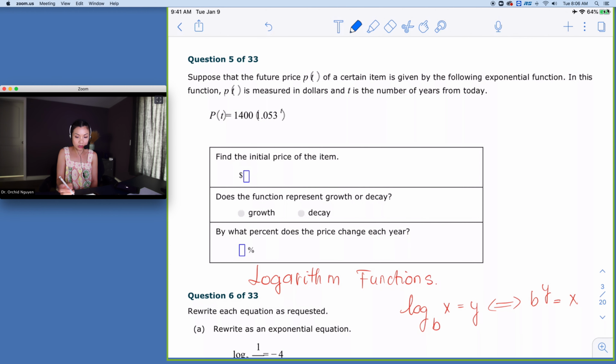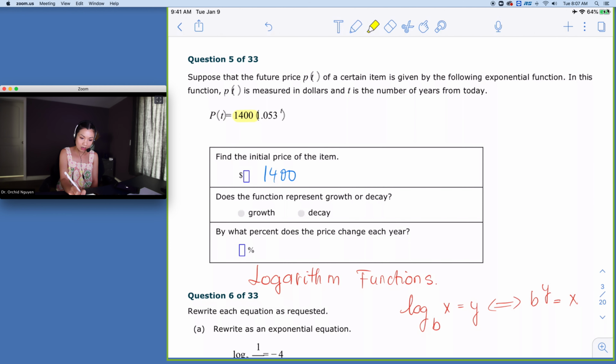Okay, now let's take a look at number 5. This is the model of exponential function. This is a model. We just need to know what is the initial price. So the initial price in this case is 1400. That's P right there.